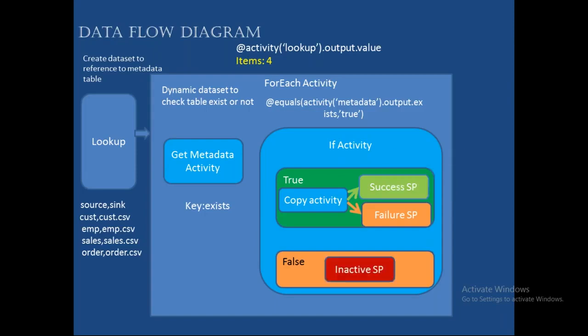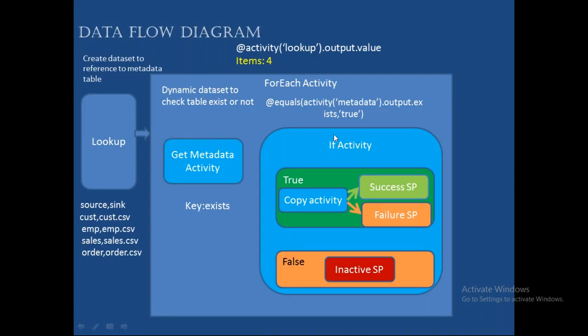Okay, what I am going to do is execute something called inactive SP. I will execute another stored procedure which is going to inactivate my table which is not available. So you understood the example. See here, cust ENP sales order. In this, the sales table is not available, so the get metadata activity will return false.